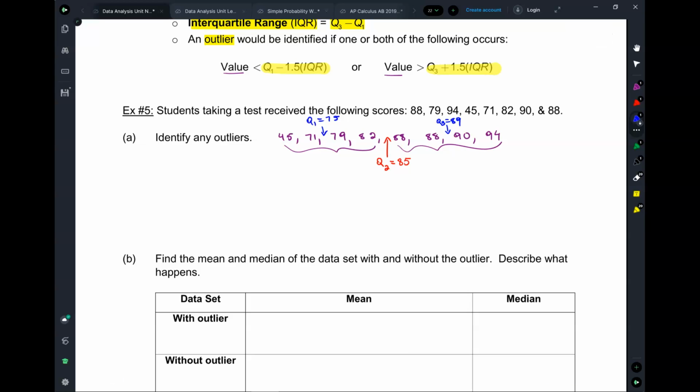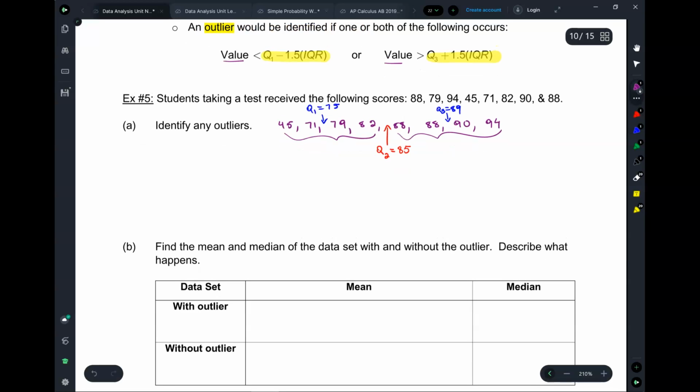Okay, now let's find what IQR is. IQR is just 89 minus 75. And that's equal to 14. Okay, the next thing you want to calculate is 1.5 times 14, 21.